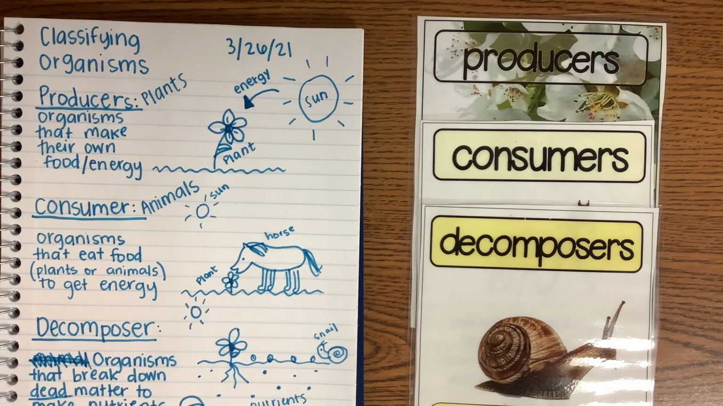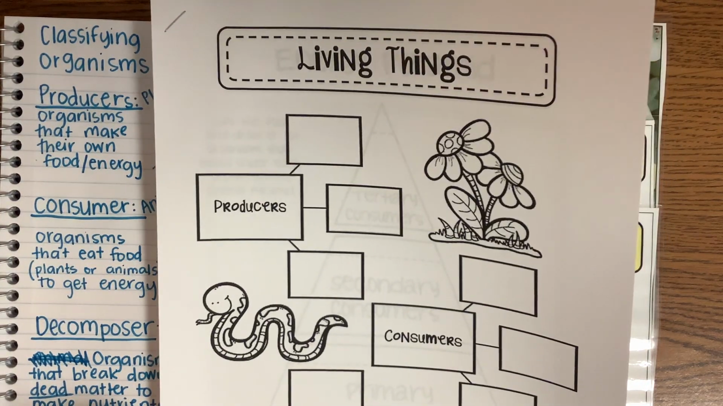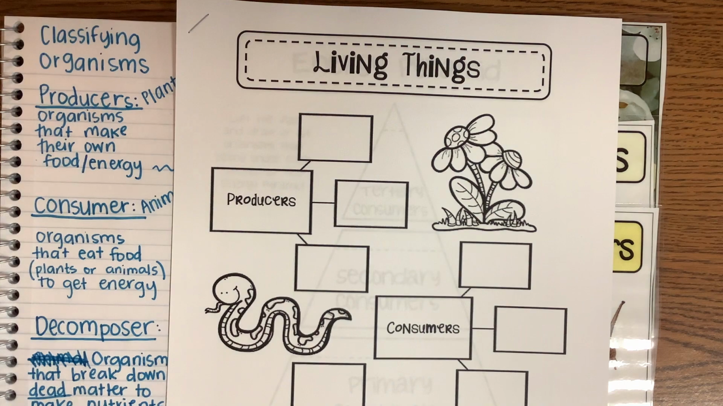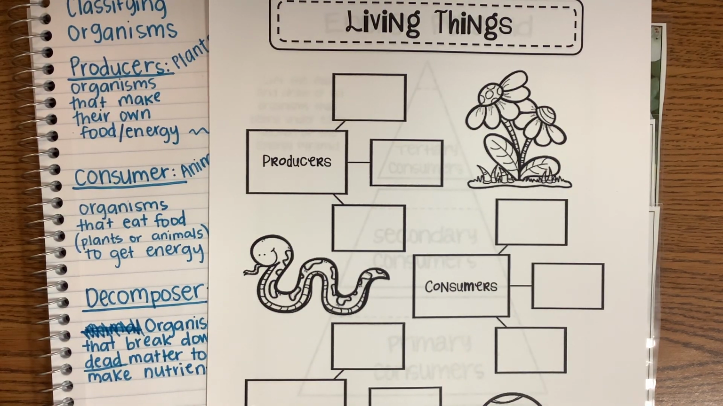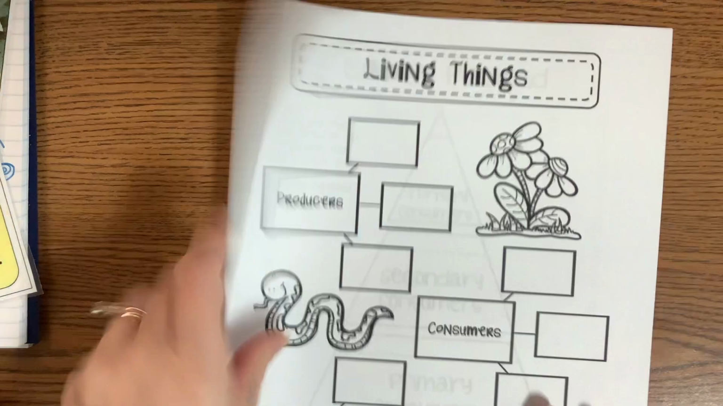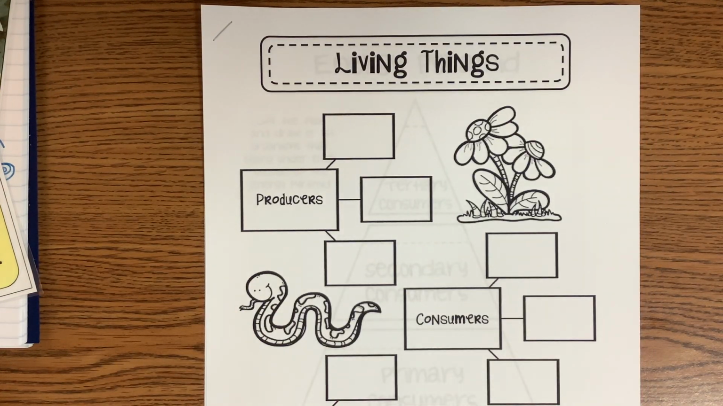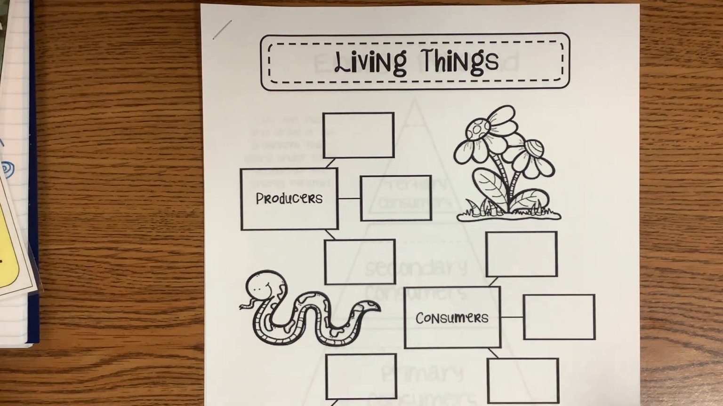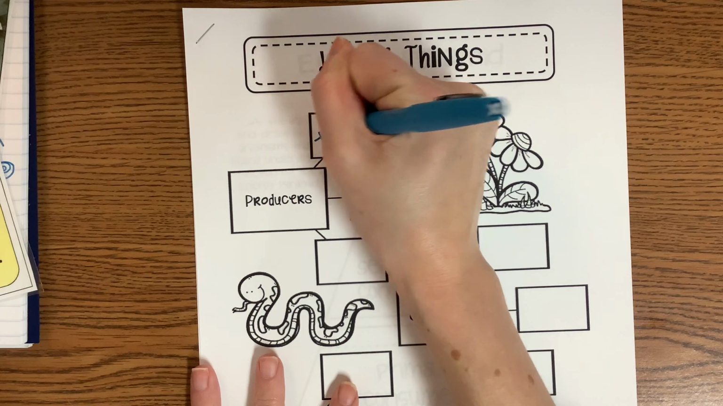I want you to look in your science packet and get this page out. It says living things. It says producers, consumers, decomposers. Pause the video if you need to go get those things. Okay, so producers are things that produce their own food. We're going to write examples. So one example is a tree. We're going to write trees.